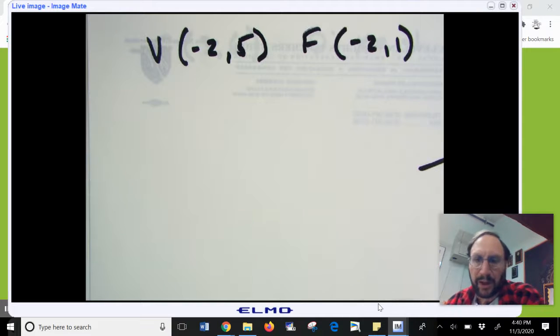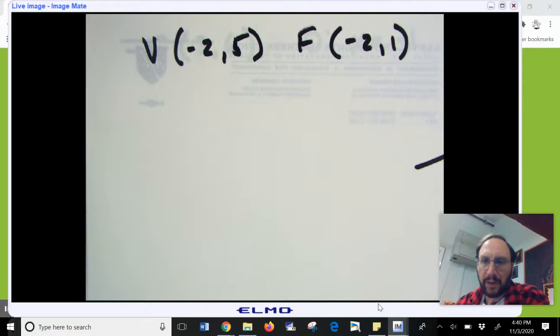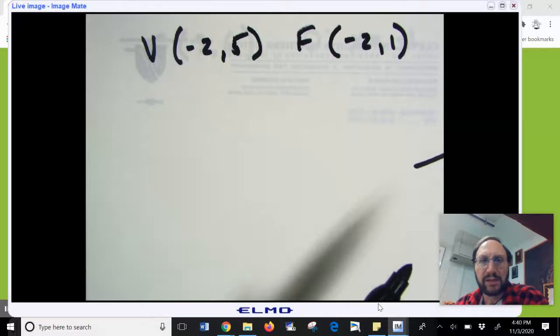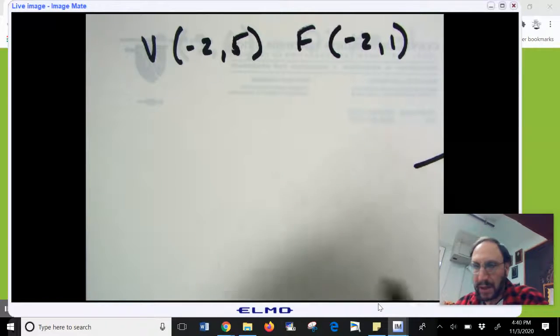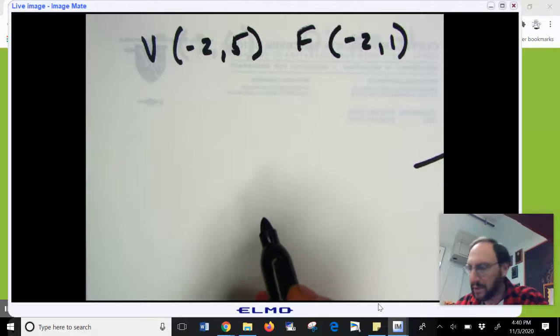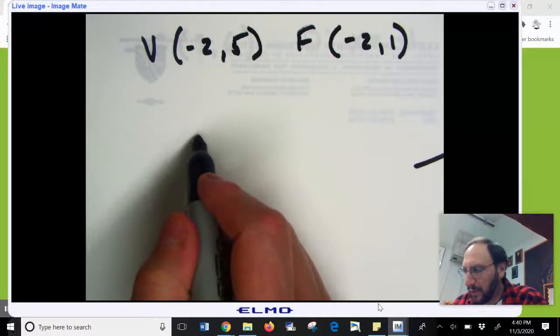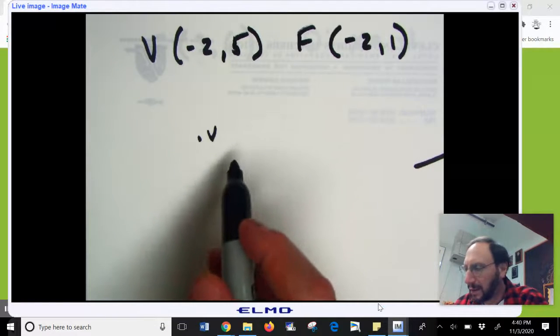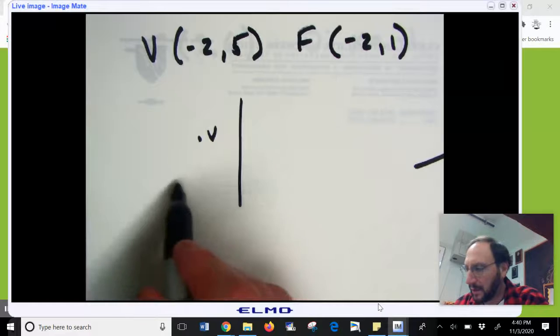So this is the quiz practice for 2.3, trying to find the equation of parabolas given various pieces of information. For instance, number 1, the vertex was at (-2, 5), and the focus was at (-2, 1). The first thing I would do is try to figure out which way the thing is going. If I put (-2, 5) somewhere, (-2, 1), relatively speaking, is going to be below it.